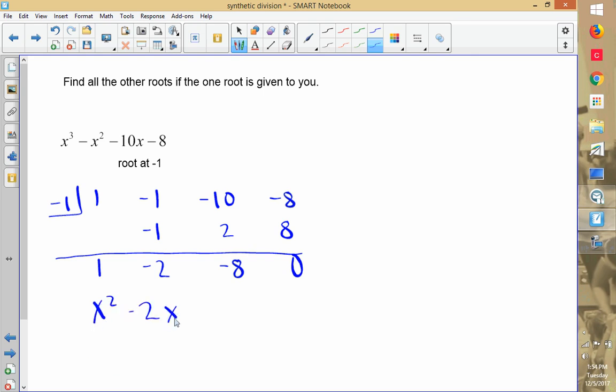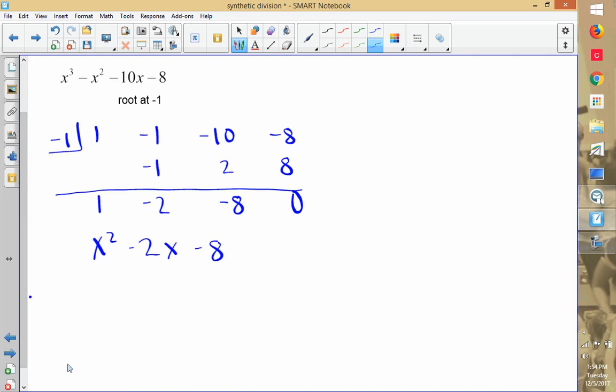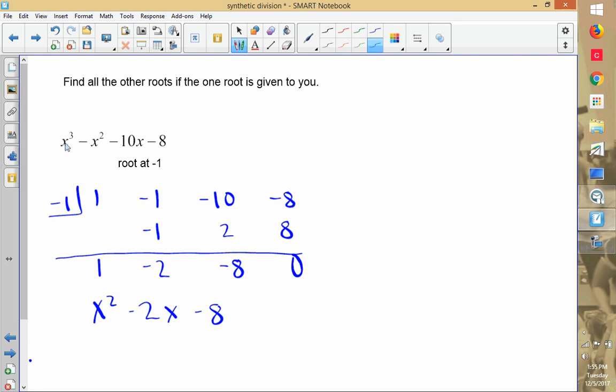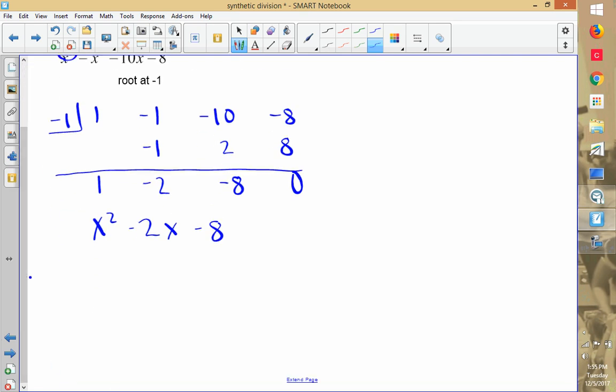That means I have x squared minus 2x minus 8. And at this point in time, it's knocked it down to a quadratic. And we can do what we've known from quadratics. You can use the quadratic formula. You can use factoring if it's factorable, or you could use completing the square technically to find the other two roots. And I know that I have 2 because I started with a degree of 3, and you're going to have 3 answers then.